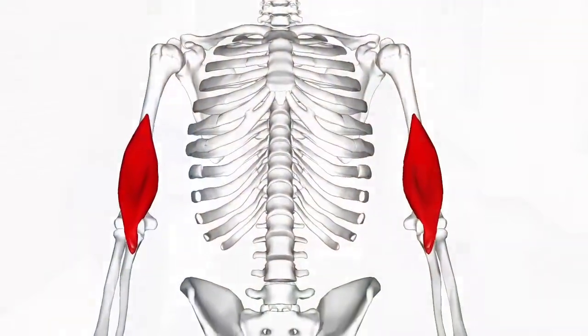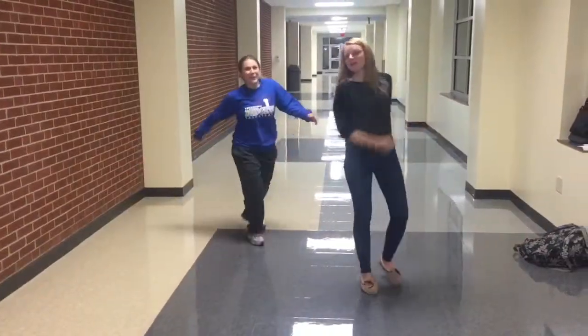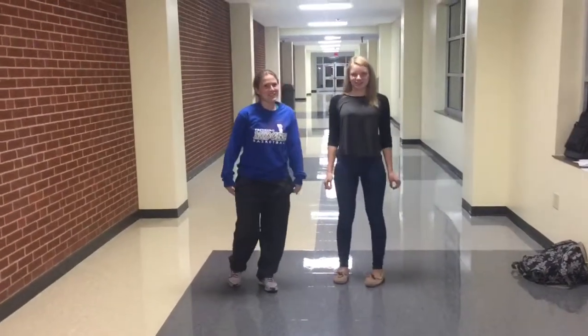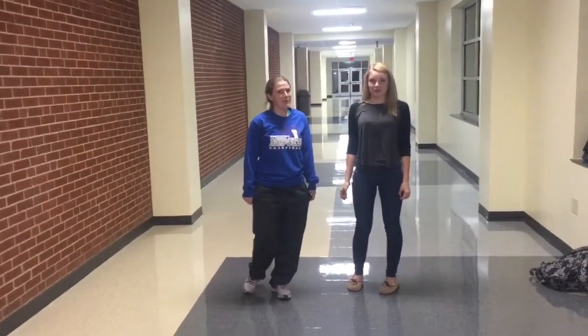Hey, that was on my brachialis muscle. It starts at the distal humerus and goes to the proximal ulna. Now I can't flex my elbow. We just use our deltoid muscles to extend our arms away from the midline.